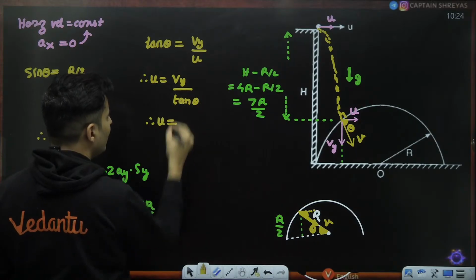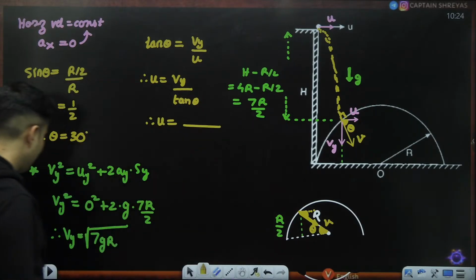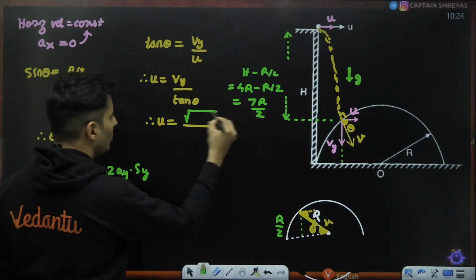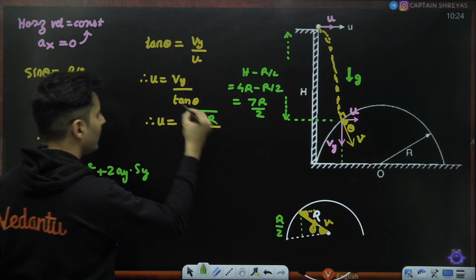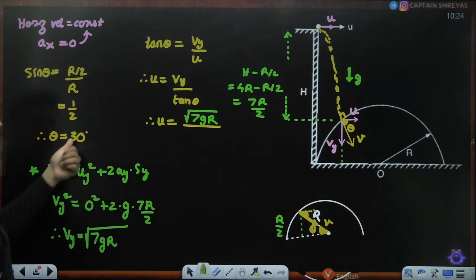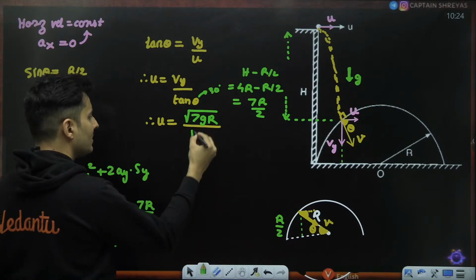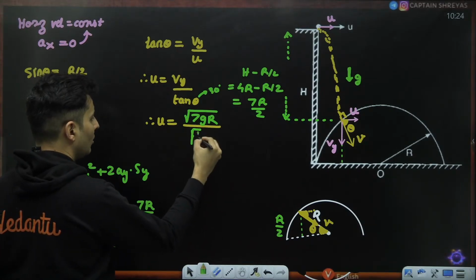Therefore, U will be nothing but Vy divided by tan theta. What is the value of Vy? We just figured it out over here. It is the root of 7gr. What is the value of tan theta? Theta is 30 degrees. So tan 30 is nothing but 1 by root 3.